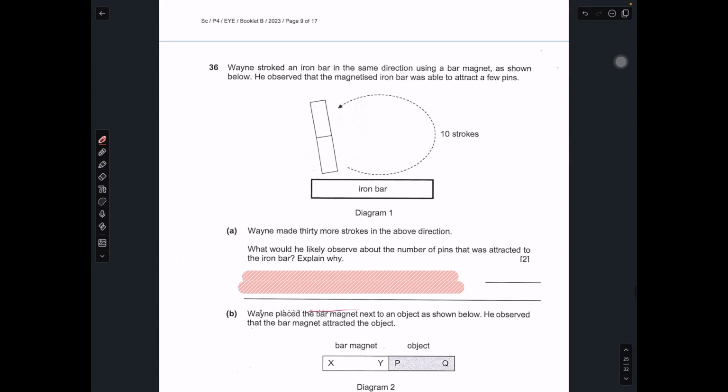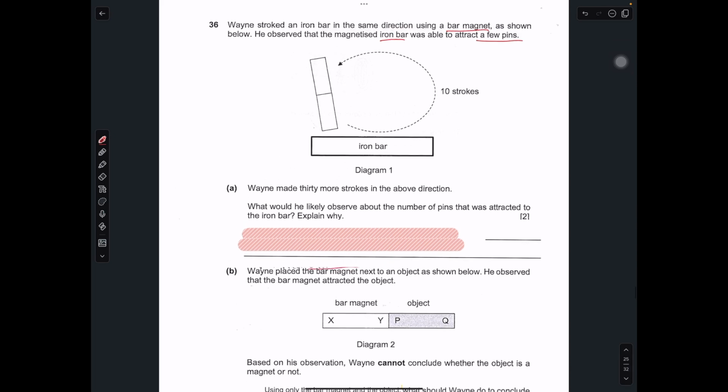Okay, Wing strokes an iron bar in the same direction using the bar magnet as shown. Okay, he observed that the magnetized iron bar was able to attract a pin. Okay, so when he does more strokes in the above direction, what will he likely see? Okay, this part is the observation. What he will see about the number of pins that are attracted to the iron bar. So over here, he will see more pins get attracted to the bar.